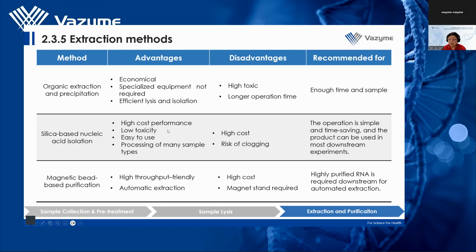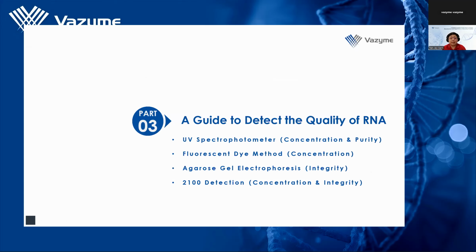Now, once you have extracted your RNA, the next step is to assess the quality of the RNA. The following four methods that you see are commonly used for detection. So let's take a closer look at each one of them now.